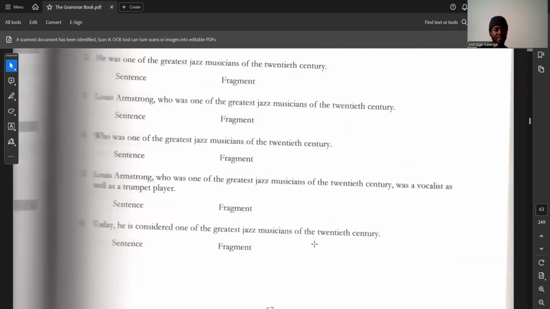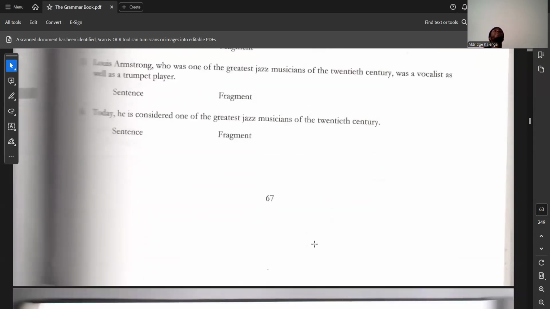So I did number five, so I'll skip that. We'll go to six. Today, he is considered one of the greatest jazz musicians of the 20th century. Sentence or fragment? I think it's still a sentence. It's a sentence. Okay. Louis?